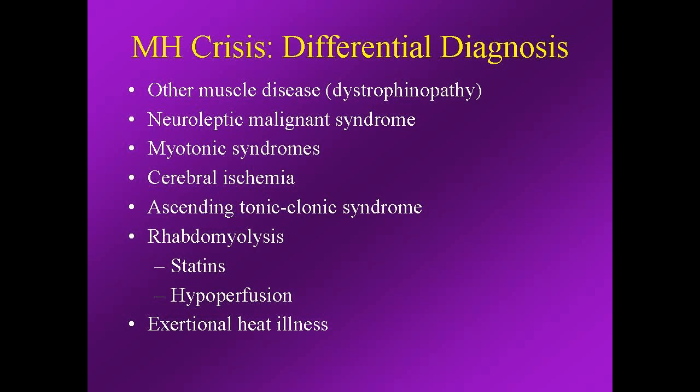Other etiologies in the differential diagnosis of malignant hyperthermia include other muscle disease, neuroleptic malignant syndrome, myotonic syndrome, cerebral ischemia, ascending tonic-clonic syndrome, rhabdomyolysis, and exertional heat illness. During a typical hotline call, hotline consultants will be asking additional questions of the callers in order to try to ascertain whether one of these other syndromes could be present.